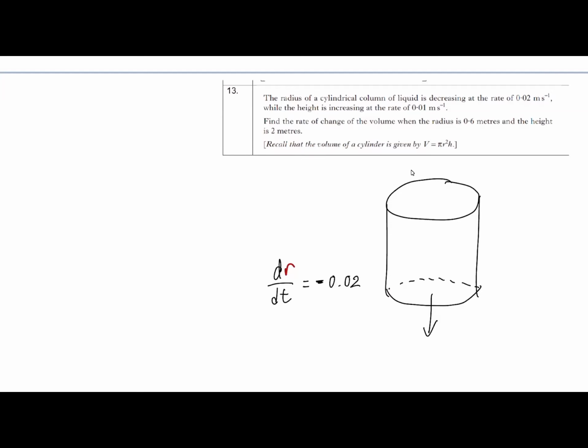It's referring to, let me make the circle the same shape, it's referring to this column of water. Then there is a certain radius here. Cylindrical column is decreasing at a rate of the height is increasing. How can it decrease and increase at the same rate? Not too sure. How can the radius be decreasing if it's a cylinder?